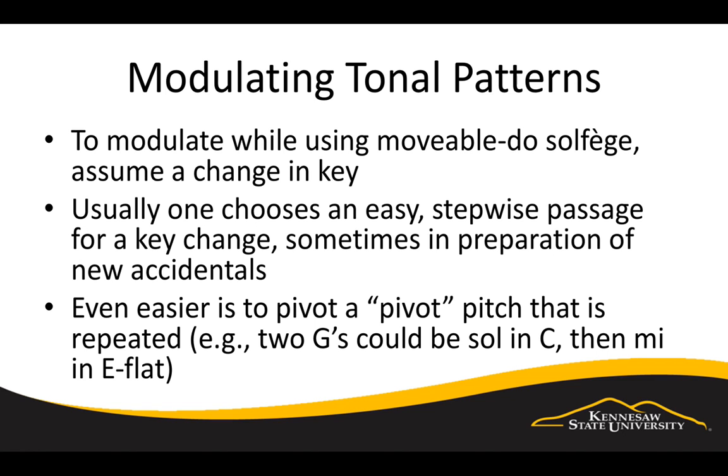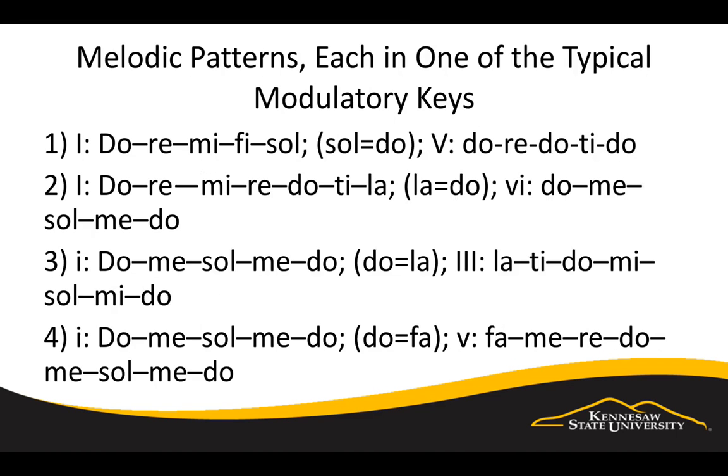So if you have repeated G's, the G's could be so in C major or minor, and then let's say a G could be me in E flat. Let's say we're modulating from C minor to E flat. Here are some melodic patterns, each in one of the typical modulatory keys. All right, I'll demonstrate the first two of these.